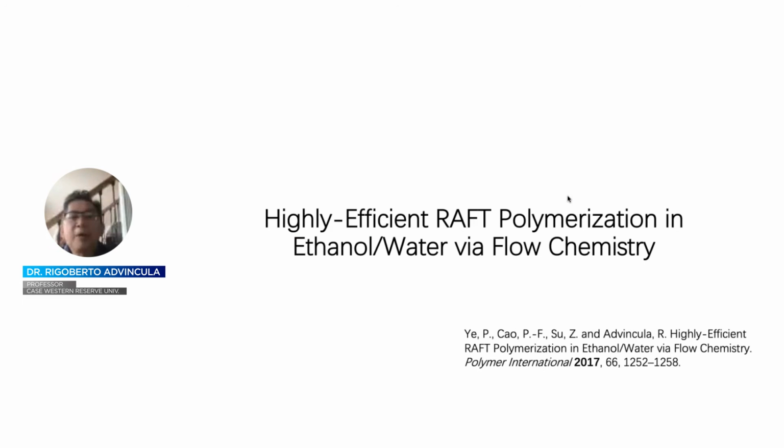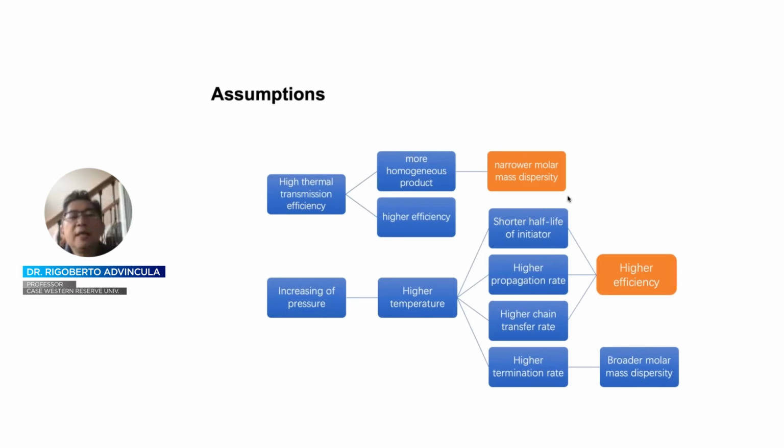So one of the first papers we published is in the area of RAFT polymerization. In this case, what differentiates it is that we are able to do RAFT polymerization with water or water and ethanol. In normal batch conditions, this is not easy, if not subject to other types of side reactions or even gelation. So again, the assumption here is that by doing this reaction in a flow setup, we are able to control the environment by which mixing occurs.